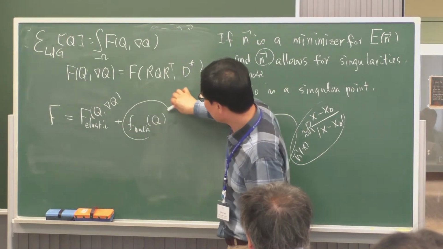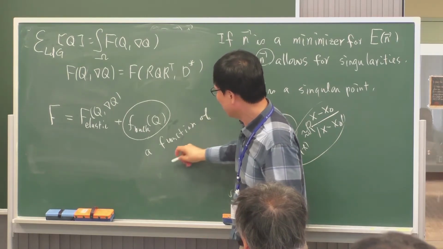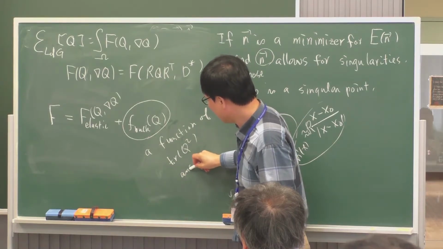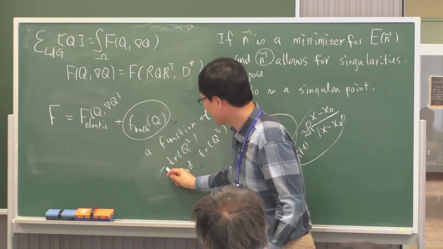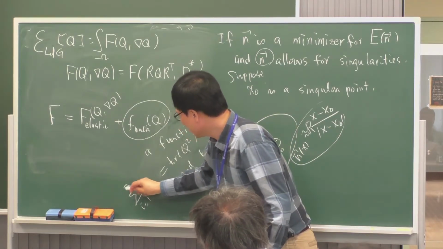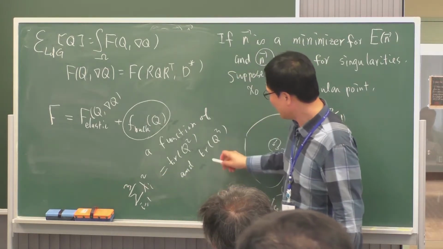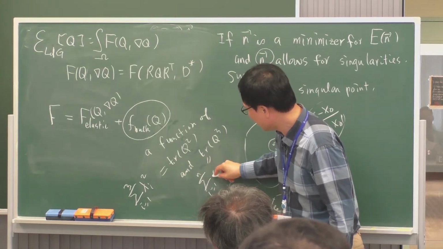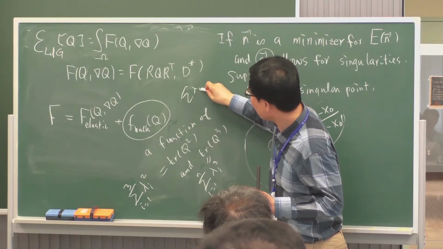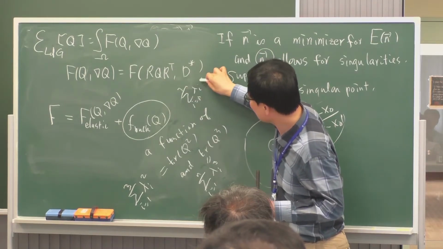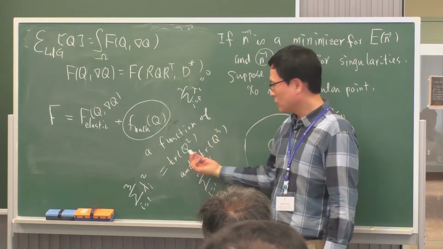So this one, using that structure, is actually a polynomial function. So this is a function of trace Q squared and trace Q cubed. This trace is exactly a summation over the three eigenvalues: you square the eigenvalues and then sum them up, which is exactly the sum over i from 1 to 3 of the eigenvalues of Q squared. The reason is that trace Q equals 0 means the sum of eigenvalues equals 0. So using this property, we get that this bulk energy is a function of trace Q squared and trace Q cubed.